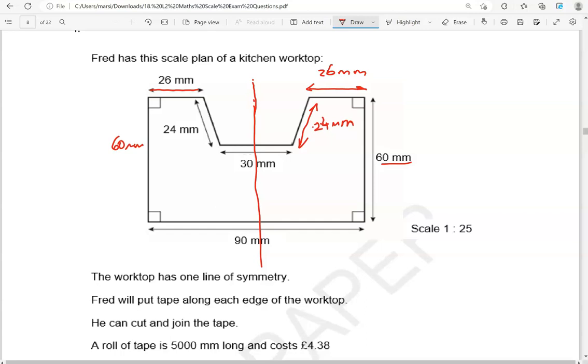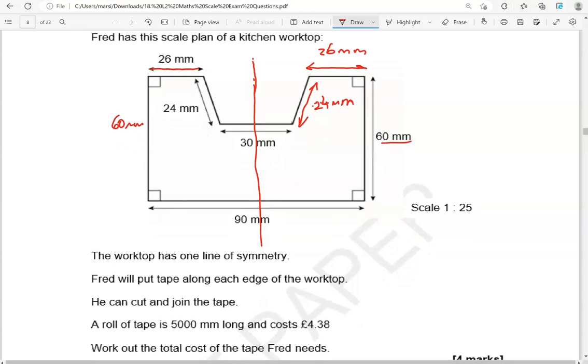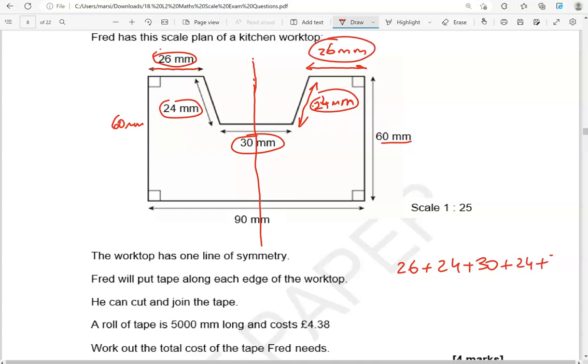So we go around and we can add 26 and 24 and 30 and 24 and 26, 60, 90 and 60. So we'll add these now.